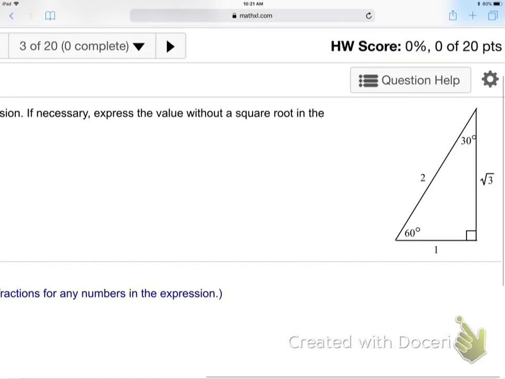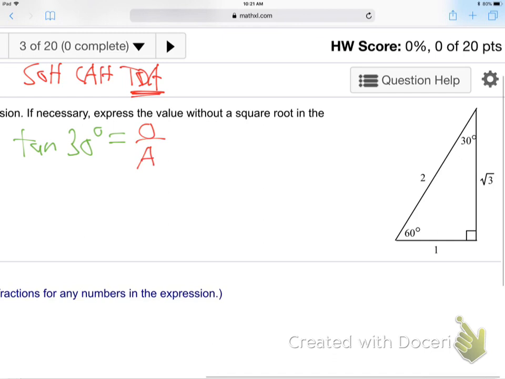Okay, so they're giving me this triangle. They want tangent of 30 degrees. Tangent of 30. So remember SOHCAHTOA. What did I promise? I'd say that 1,000 times. I'm already like at 4, I think. SOHCAHTOA. So TOA, tangent, is opposite over adjacent.